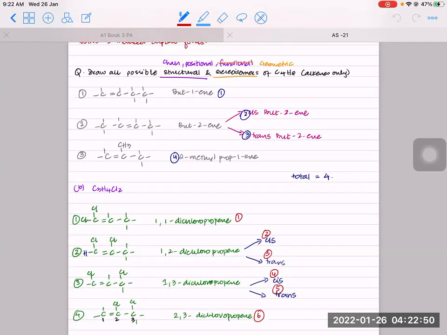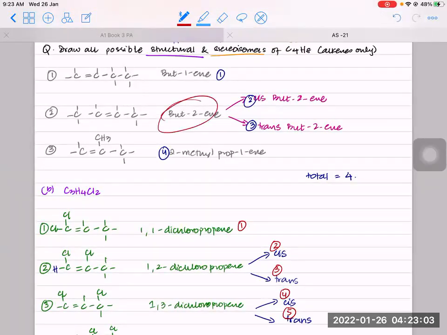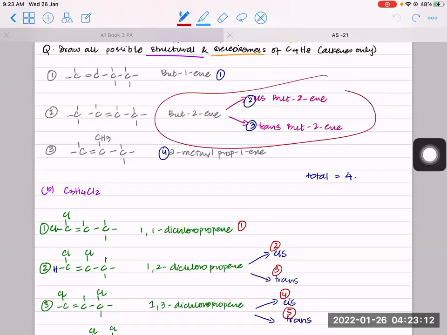I told you that if they ask you to find the structural and stereoisomers for an alkene, you will have to include the functional group isomers, unless they say alkenes only. If they say alkenes only, then you don't have to include the functional group isomers. And please also ensure that you include geometric isomers as well. For example, butene here shows geometric isomers. Now, but-2-ene will not be counted separately. It shows cis-trans, so they will only be counted as two isomers, not three.